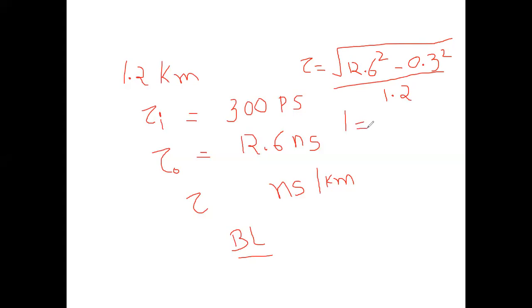So square root of 12.6 square minus 0.3 square, divided by L. This gives us the answer as 10.45, or if I round it off, 10.5 nanosecond per kilometer. I have converted this from picosecond. I don't think I need to explain that also, but please do it at the end. This question has been asked a couple of times.